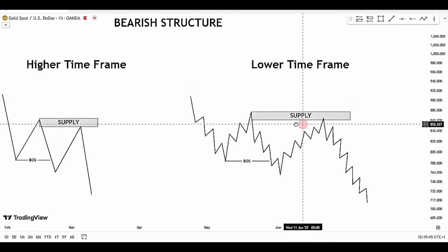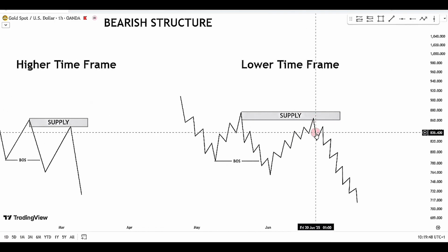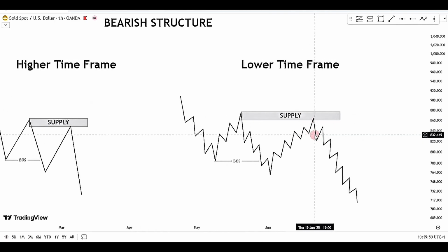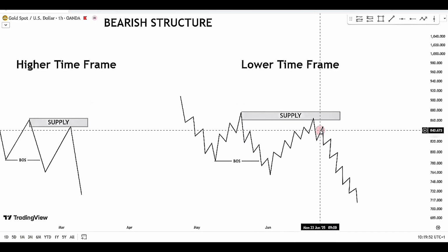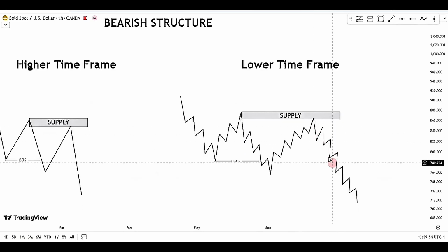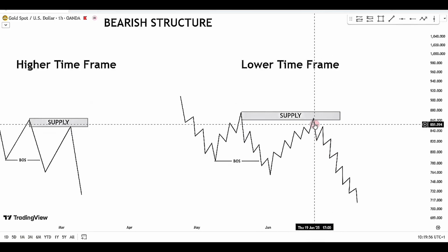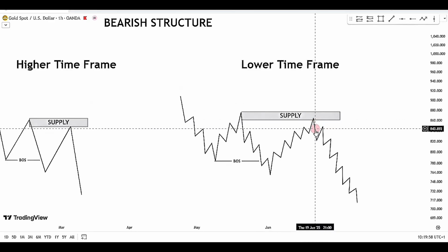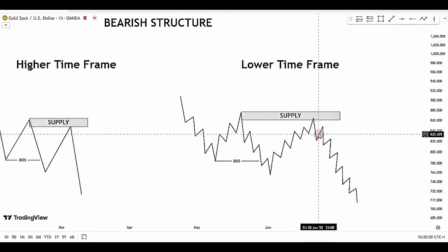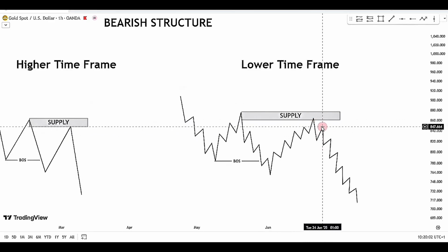So basically what we're expecting price to do is to create a little shift of structure on the lower time frame, then expect a retracement for us to sell. It's as simple as it is. After I've seen the lower time frame shift of structure, I want to be expecting price to retrace back at that little supply zone that was formed on that lower time frame for us to sell.